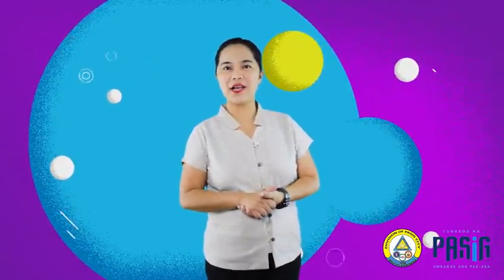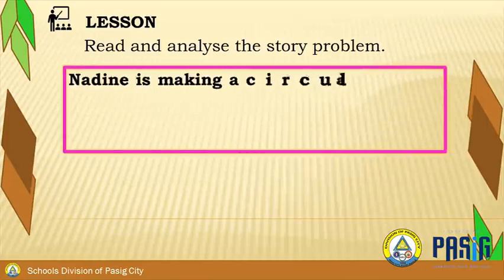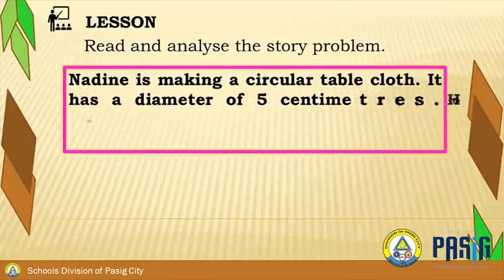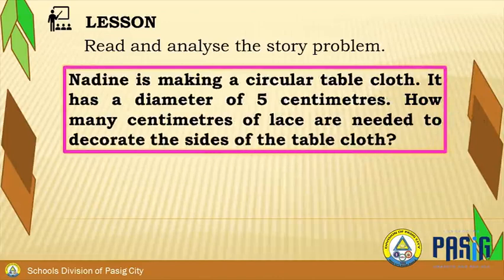Now, let's start our lesson for today by reading and analyzing a story problem. Nadine is making a circular tablecloth. It has a diameter of 5 centimeters. How many centimeters of lace are needed to decorate the sides of the tablecloth?